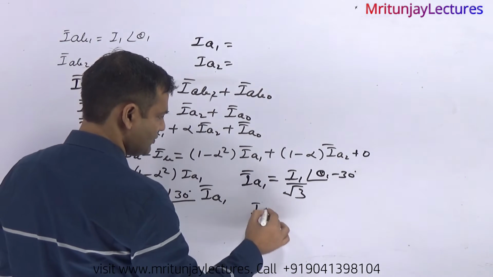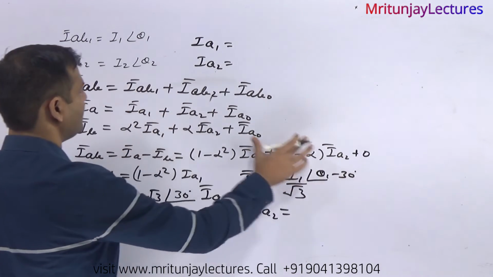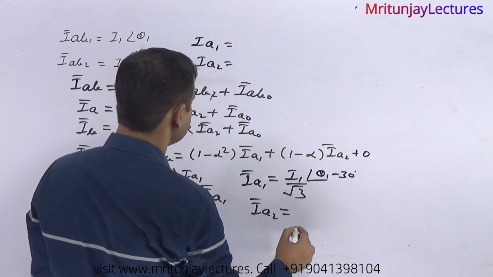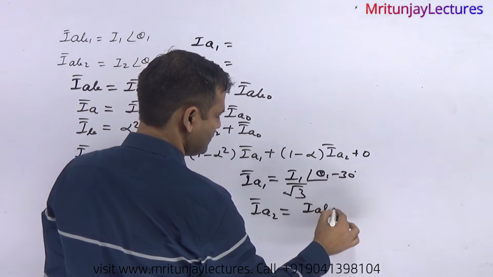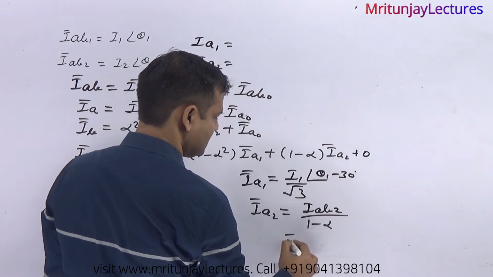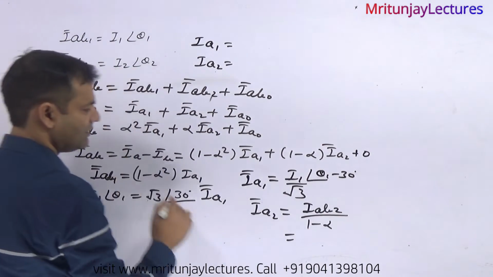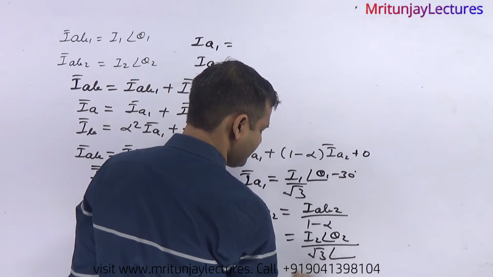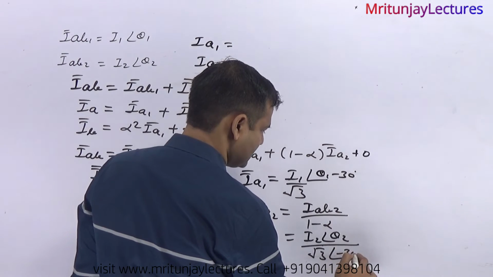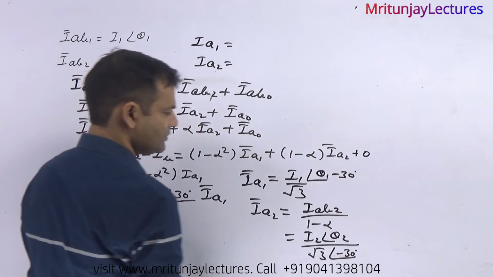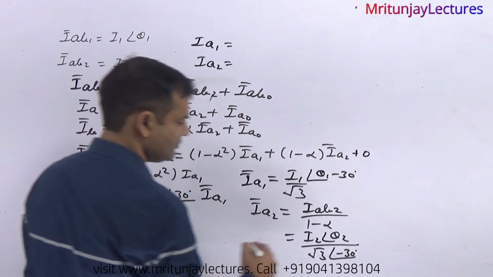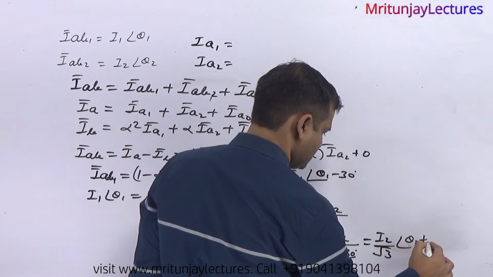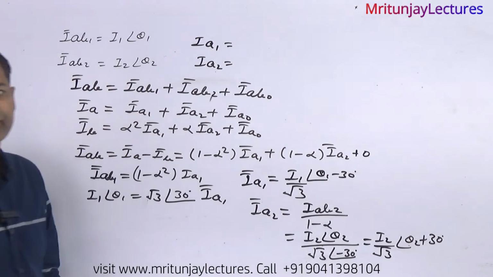Similarly, what about IA2? This one compared to this one. Okay, so IA2 is written as I of AB2 divided by 1 minus alpha, and IA2 is I2 at the angle theta 2, and this value is root 3 at the angle minus 30 degree. Okay, and this value we got I2 at the angle theta 2 divided by root 3 at the angle plus 30 degree. This is the final answer, make it.